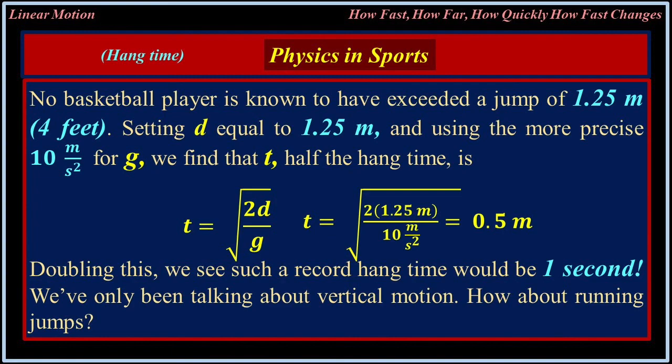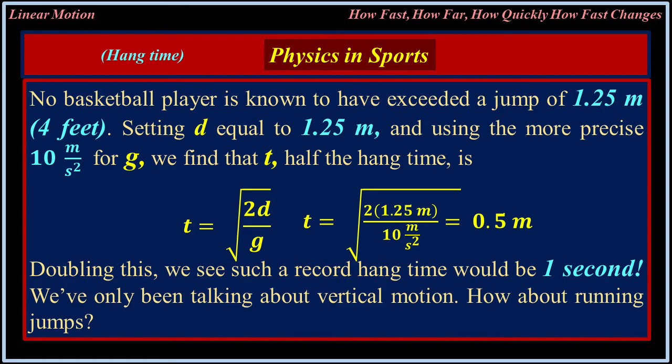No basketball player is known to have exceeded a jump of 1.25 meters, 4 feet. Setting d equal to 1.25 meters and using the more precise 10 meters per second squared for g, we find that t, half the hang time, is equal to 0.5 seconds. Doubling this, we see such a record hang time would be 1 second.